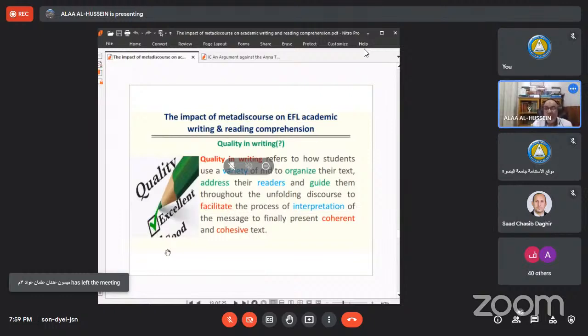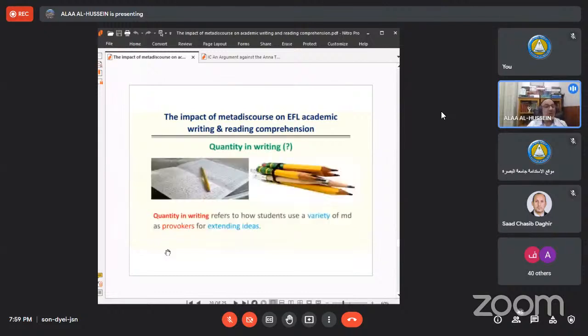There are many variations of meta-discourse markers to be used to convey their messages, or to decode the messages conveyed to them by the writer. Okay, they organize the text, address the readers, and guide them throughout the unfolding discourse to facilitate the process of interpretation, the task of comprehension, the task of communication with the readers, understanding the message, to finally present a coherent and cohesive text.